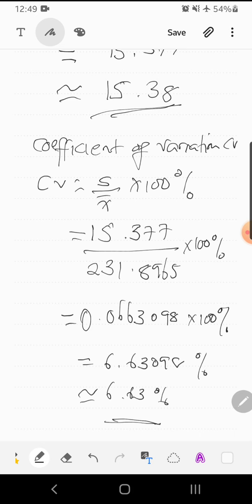Okay, so this is where we end. I'm sure we have done a lot of examples just to illustrate how we can find the measures of central tendency and dispersion for grouped data. Okay, so this is where we end the second part of lecture 3.